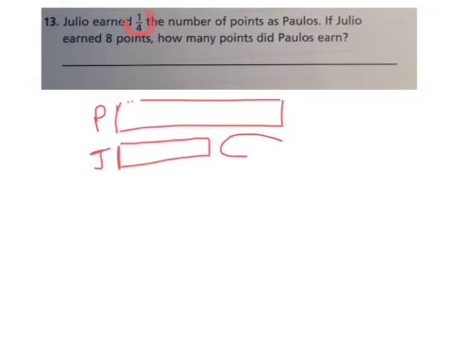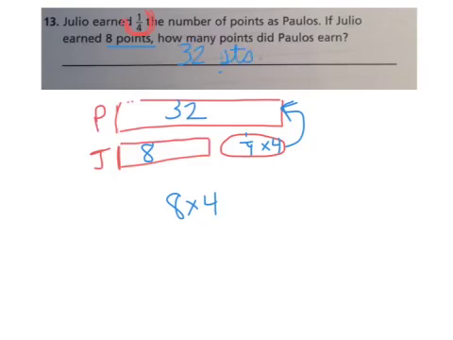So now we're going to take and we're going to put all of these things into our comparison bars. So we know that the 1/4 is going to go here. It says Julio earned 8 points, so Julio earned 8. Remember, this 1/4 we can kind of think of as being multiplying by 4 because we want to get our big number. So then we have 8 times 4, and that gives us Paulos, and Paulos earned 32 points. And that's it.